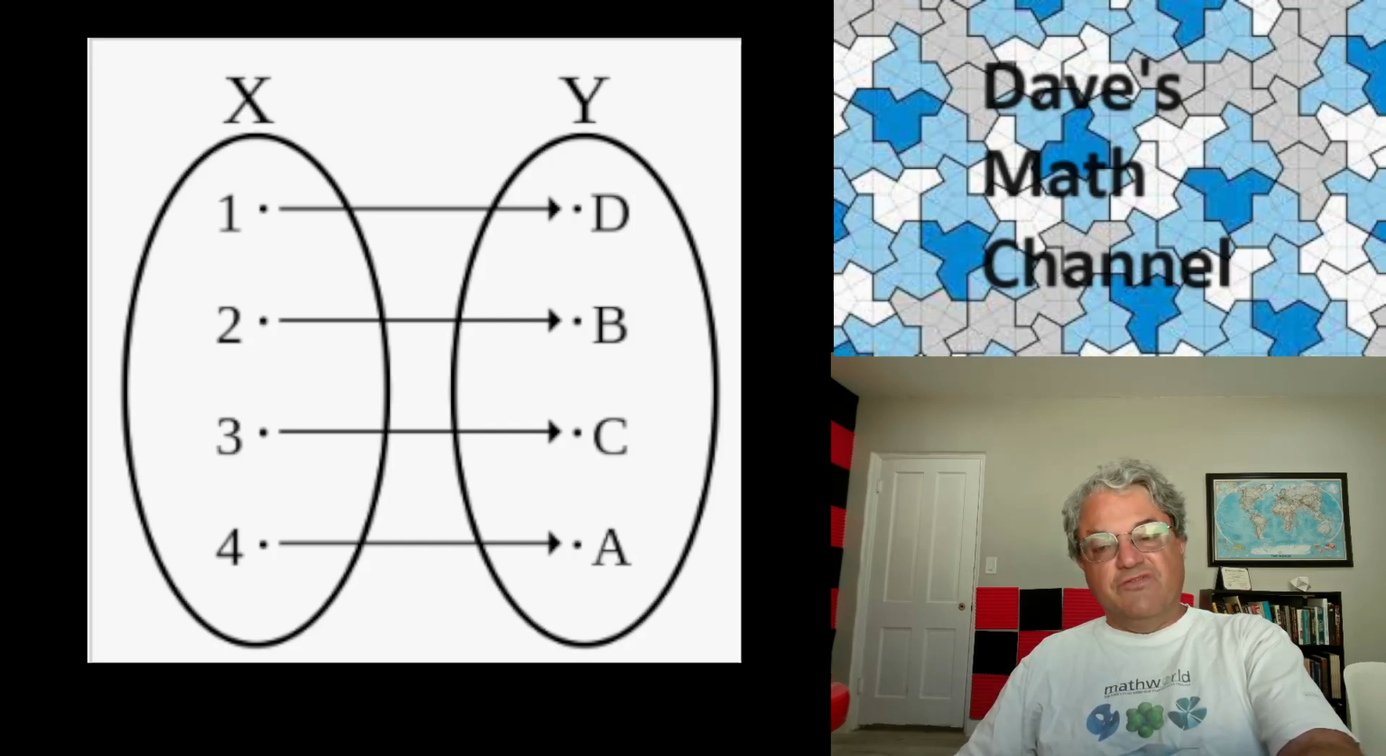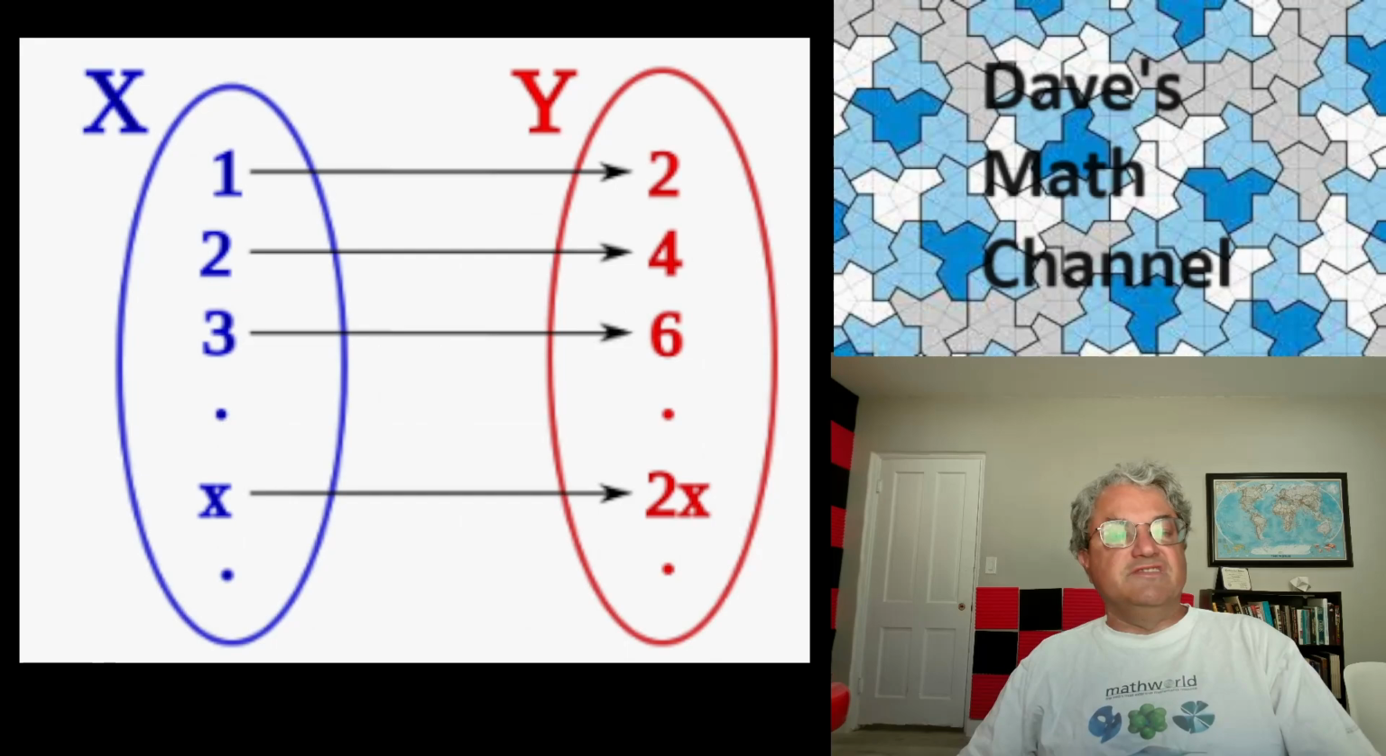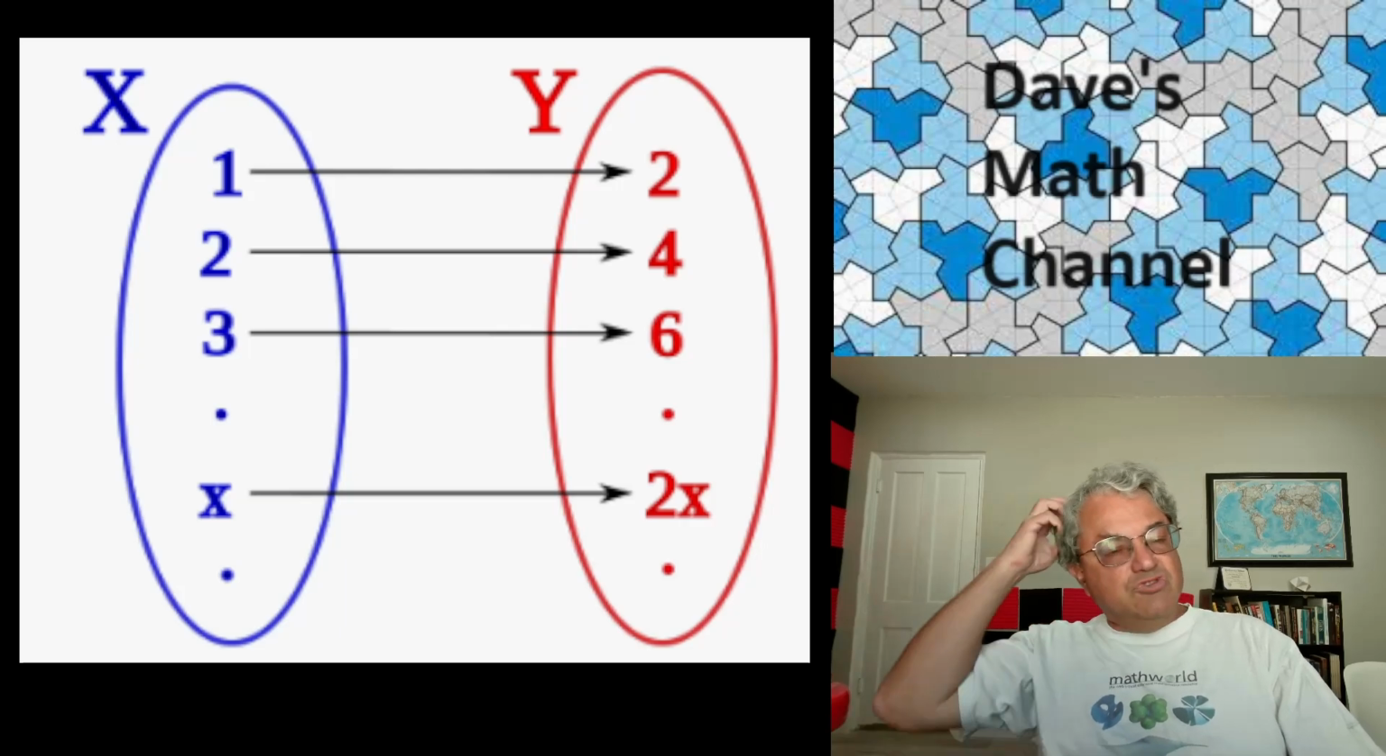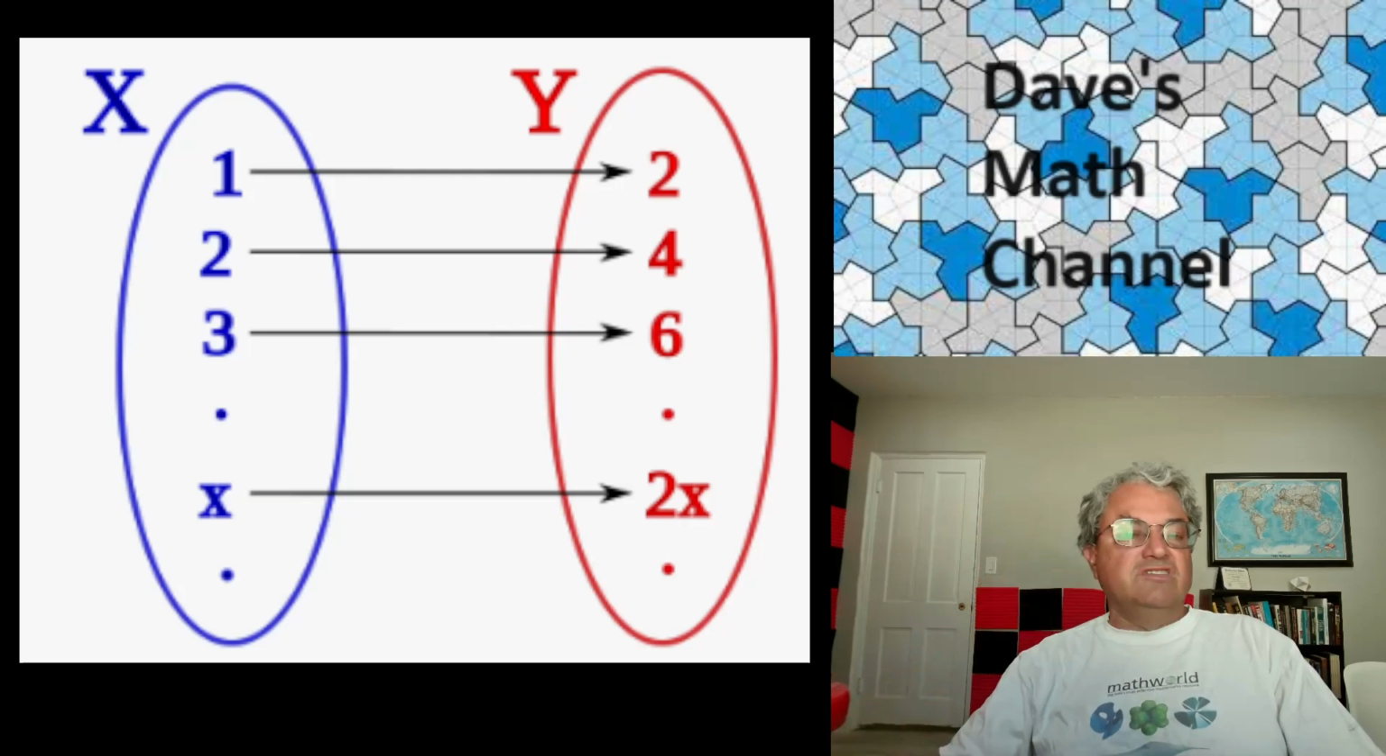But it doesn't just work for finite sets, it works for infinite sets as well. So here's an example of two infinite sets. As a matter of fact, these are countably infinite sets. Their cardinal number is aleph null. Notice X is the set of all positive integers, 1, 2, 3, up to infinity, and Y is the set of all positive even integers, 2, 4, 6, etc., up to infinity. And I talked about this in previous videos.